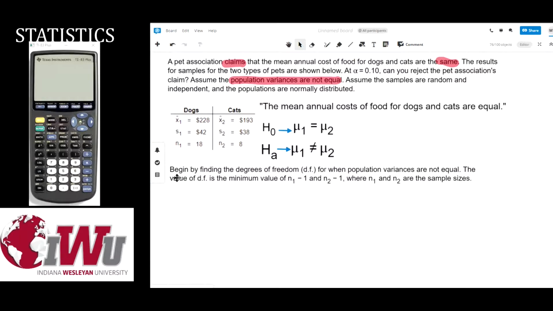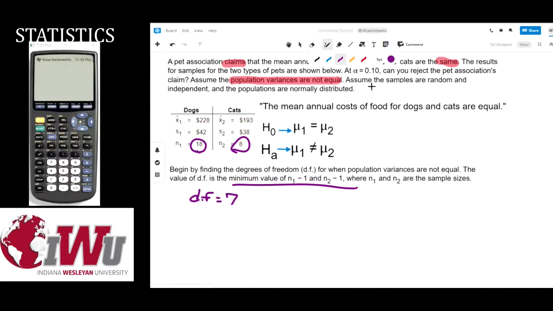Okay, here we go. And now degrees of freedom. So we clean it up a little bit, make it a little nicer for you. So now degrees of freedom. If we look here, because variances are not equal, we're going to take the minimum of n1 minus 1 or n2 minus 1. Well, n1 minus 1, that would be 17. And n2 minus 1 would be 7. So our degrees of freedom will be 7. All right, degrees of freedom 7.